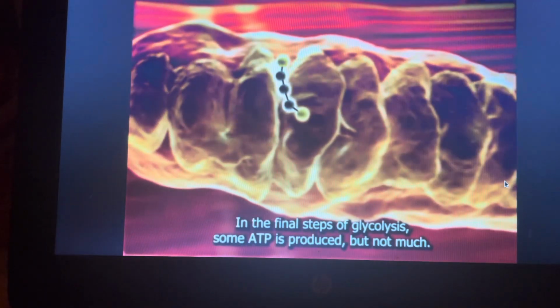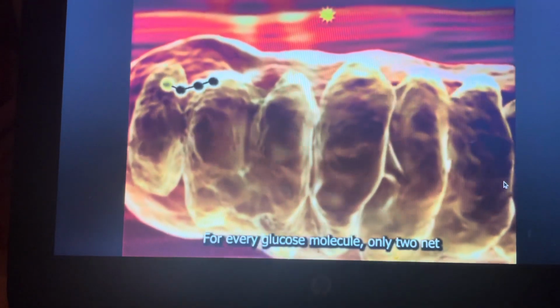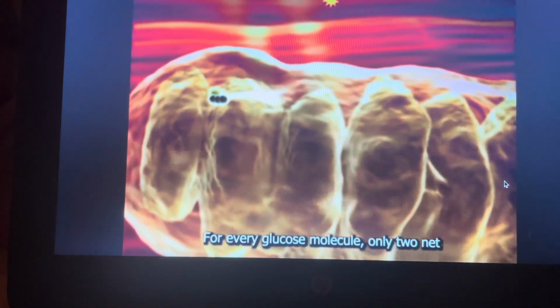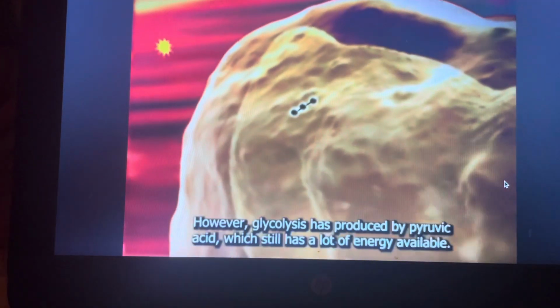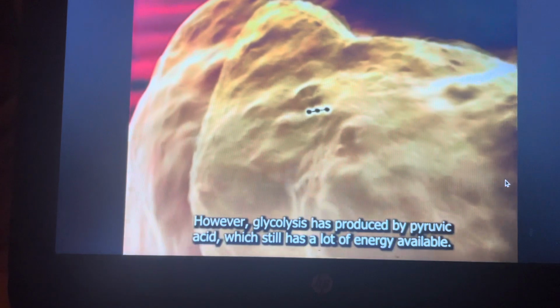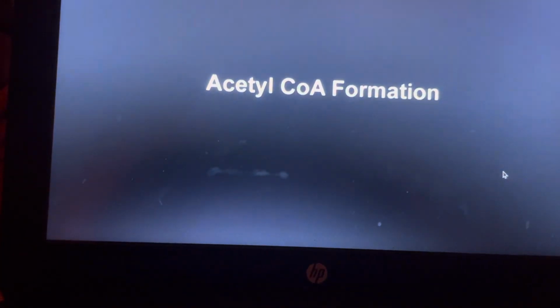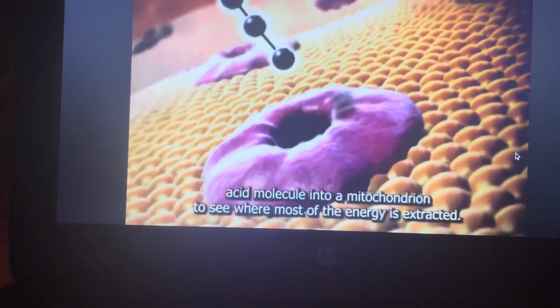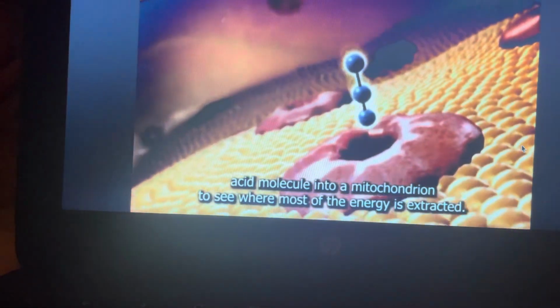In the final steps of glycolysis, some ATP is produced, but not much. For every glucose molecule, only 2 net ATPs are produced outside the mitochondrion. However, glycolysis has produced pyruvic acid, which still has a lot of energy available. Let's follow this pyruvic acid molecule into a mitochondrion to see where most of the energy is extracted.